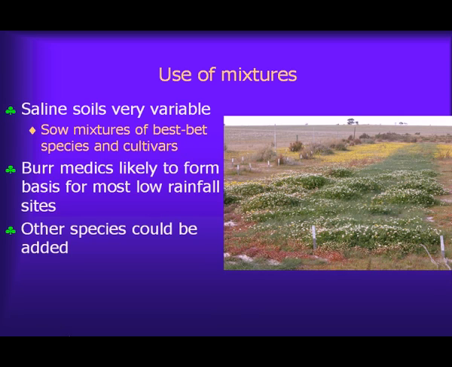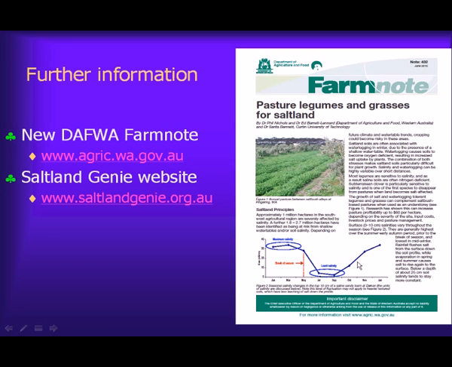Now, I mentioned earlier that saline soils are very variable, so one of the best ways to counter this is to sow mixtures of best bet species and cultivars. Burr medics are likely to form the basis for most low rainfall sites, but other species could be added. And here this picture just shows the situation at Lake Grace in the wheatbelt of WA on a variable site.